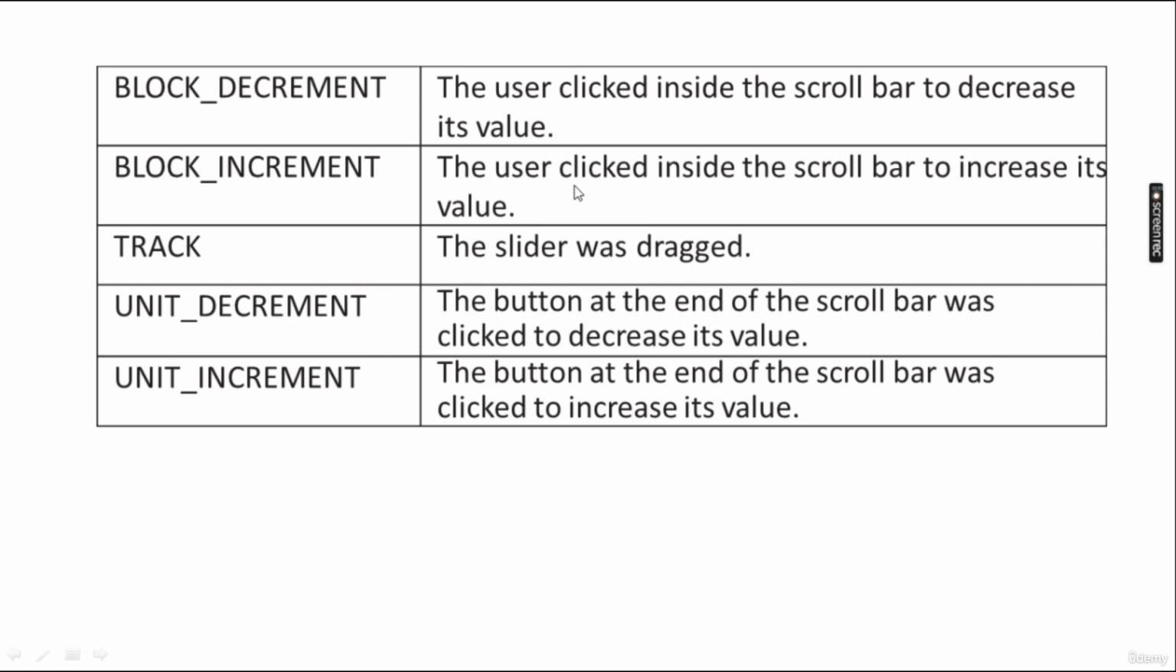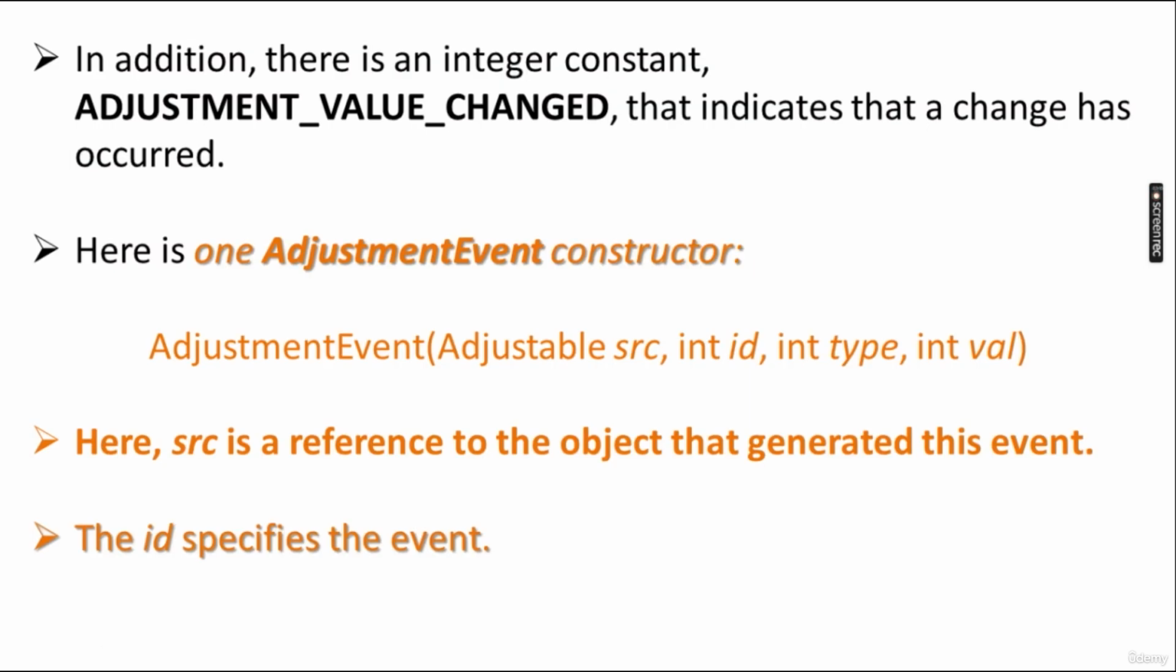TRACK, the slider was dragged. UNIT_DECREMENT, the button at the end of the scroll bar was clicked to decrease its value. UNIT_INCREMENT, the button at the end of the scroll bar was clicked to increase its value. There is an integer constant ADJUSTMENT_VALUE_CHANGED that indicates that a change has occurred. Okay, so one more integer constant is there, ADJUSTMENT_VALUE_CHANGED, which tells us that the change has occurred.